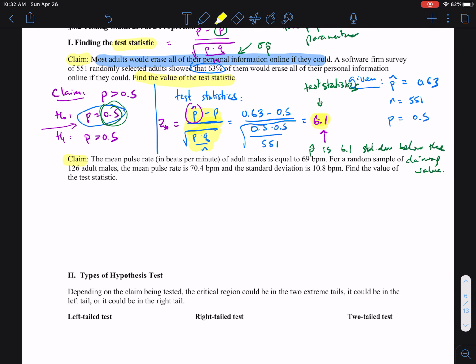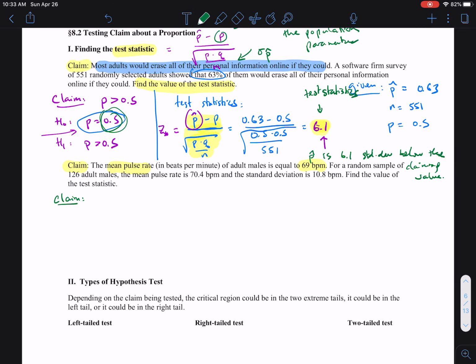Claim: the mean pulse rate in beats per minute of adult males is equal to 69 beats per minute. So this is the claim. Written in symbolic form, mu is the mean pulse rate of adult males, and it's equal to 69 beats per minute. We look at a random sample of 126 adult males, where the sample mean x bar is 70.4 and the standard deviation is 10.8 beats per minute, and we want to see how close this sample mean is to the claim value.